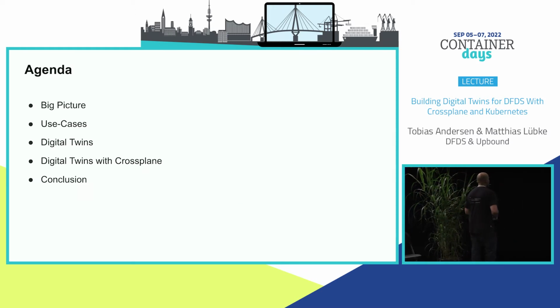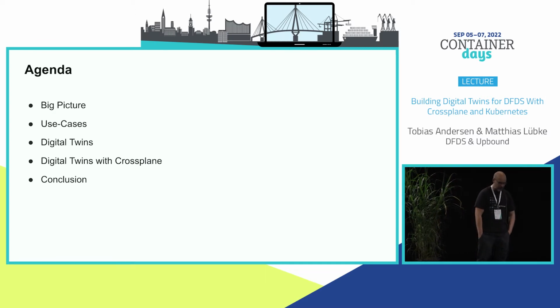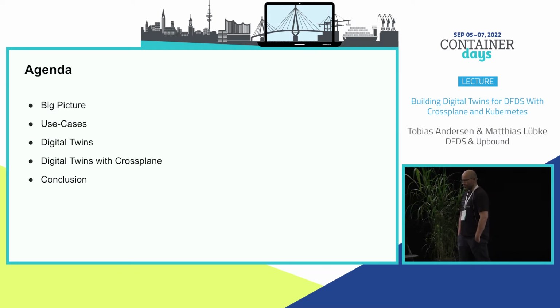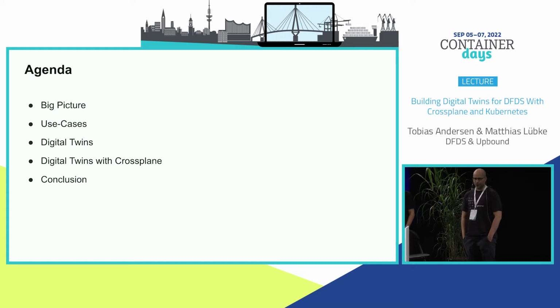First off, we have an agenda, so we're going to do a bit of big picture, where you're going to have to listen to me talk a bit about how this thing came to be. Then we're going to talk about some of the use cases that we worked on while I was at DFDS. And then we're going to talk about digital twins in general. And then we're going to talk about how that translates over to Crossplane and show you what you all came for, namely some coding examples of how that actually works inside Crossplane. Because obviously, if it's difficult to do, it's not worthwhile investing in.